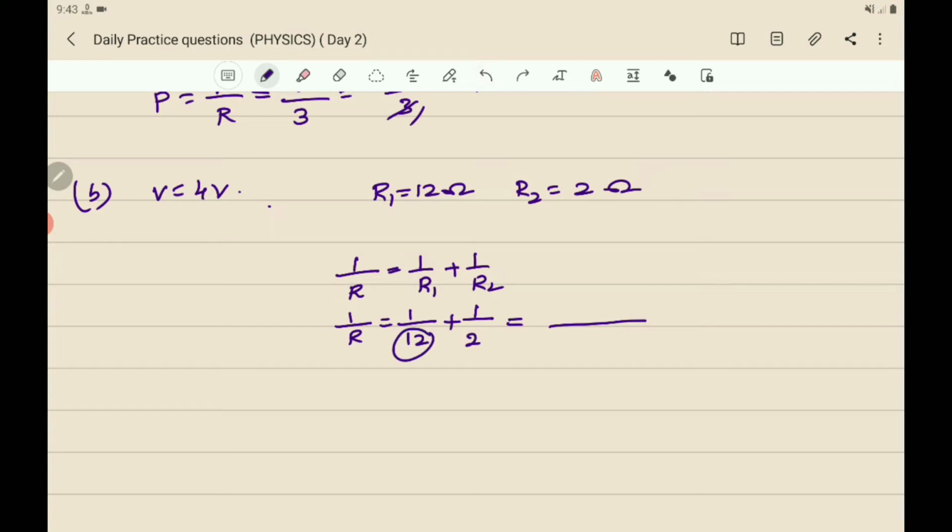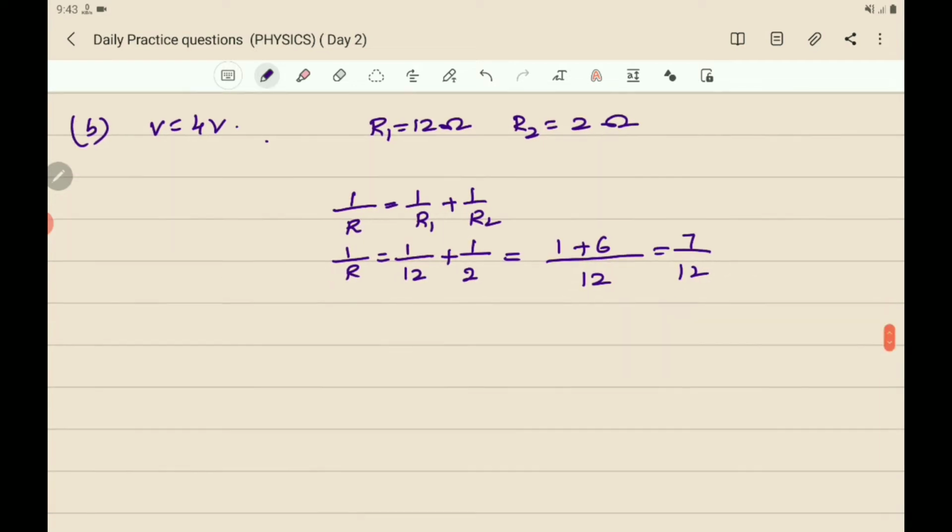LCM of 12 and 2: 12 is in the table of 2, so the LCM becomes 12. Then 12 ones are 12, 1 ones are 1, 2 sixes are 12, 1 six is 6. Then it becomes 7 by 12. Therefore, you can take that R equals 12 by 7.